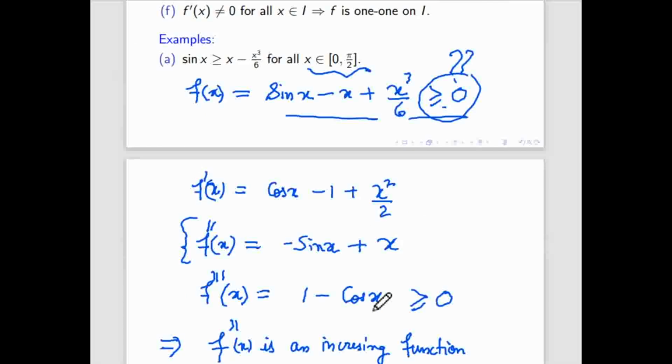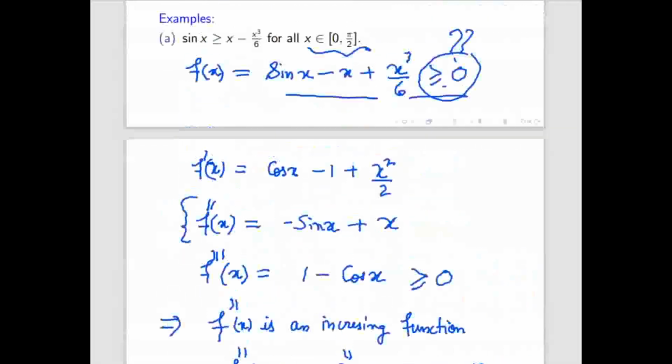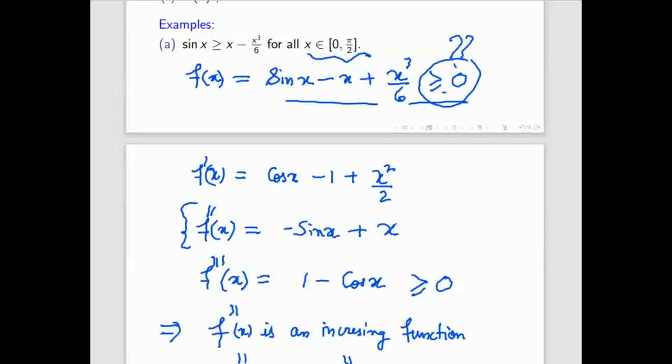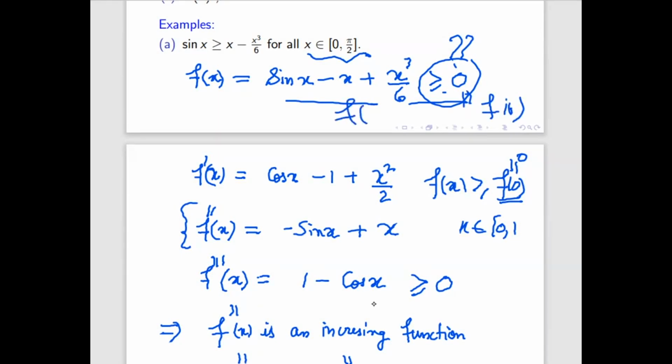See, I already explained the logic. So f is increasing or not? Yes, sir. If f is increasing, then the value of f(x) will be greater than or equal to f(0) for all x, because the interval is from 0 to pi by 2 and the function is increasing. So f(0) is what? If you put 0 here, you will get 0 only. That is f of 0, and this is f of x. f of x is greater than f of 0. That I am using.